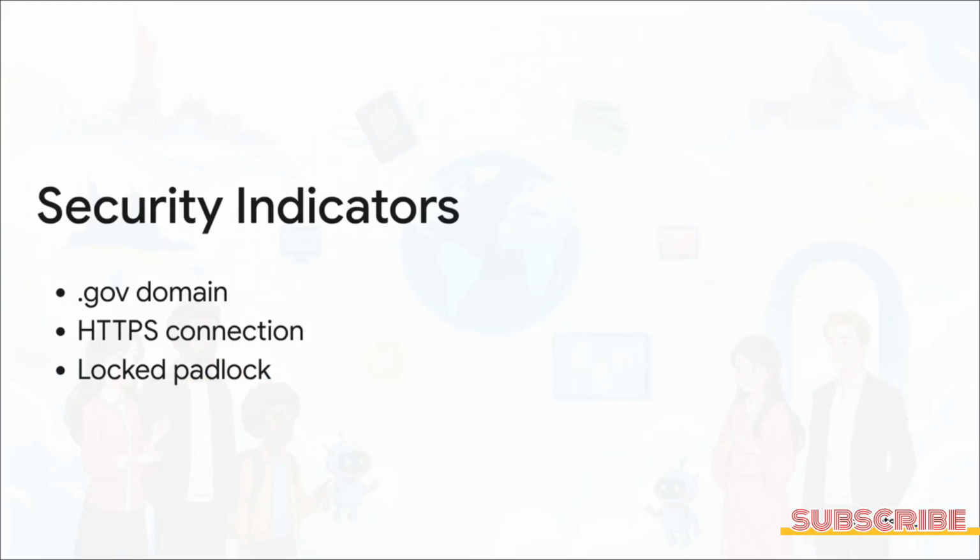Now, beyond just seeing that .gov domain, keep an eye out for your standard security indicators. You want to see an HTTPS connection and, of course, that little locked padlock icon. Seeing those guarantees that any of the sensitive information you're sharing for your visa or residency application is fully encrypted and securely transmitted. Better safe than sorry, right?